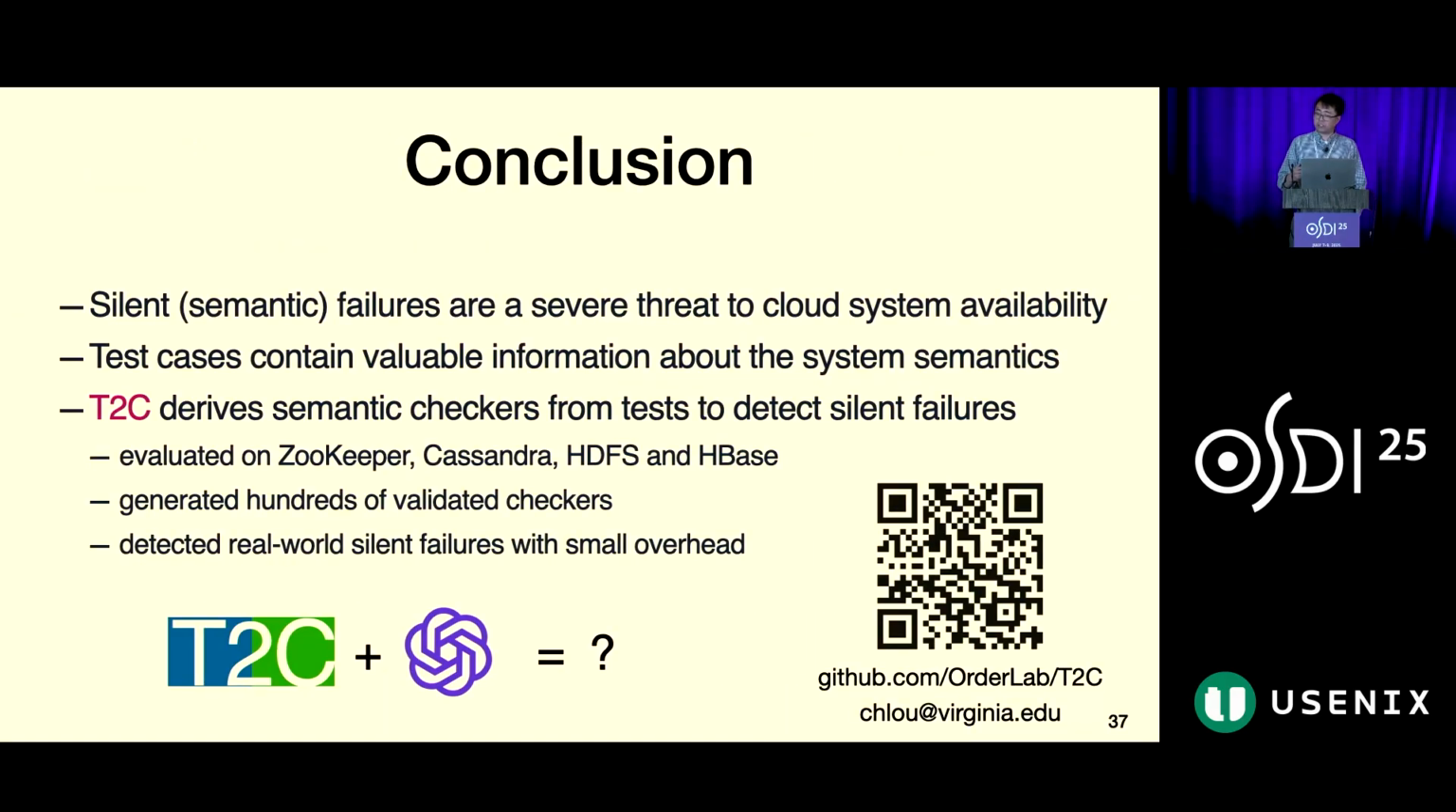Now I conclude this talk. Silent failures are a severe threat to cloud system availability, and test cases contain valuable information about system semantics. In this talk, we introduced T2C, which derives semantic checkers from tests to detect failures, and our evaluation shows that it can detect real-world failures with a small runtime overhead.